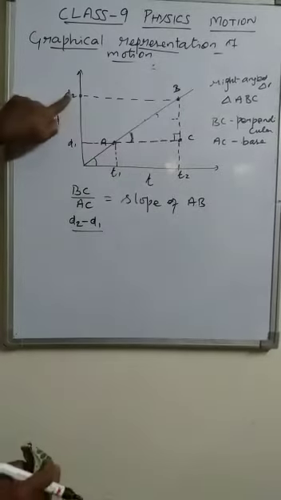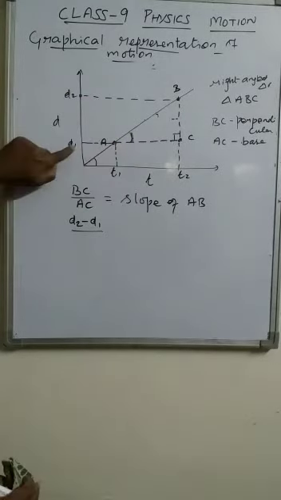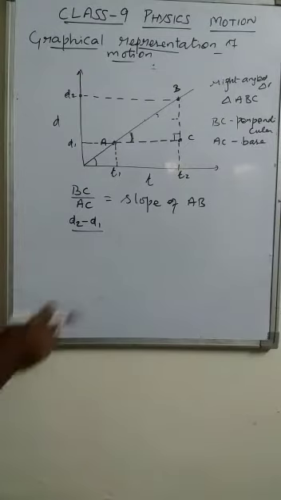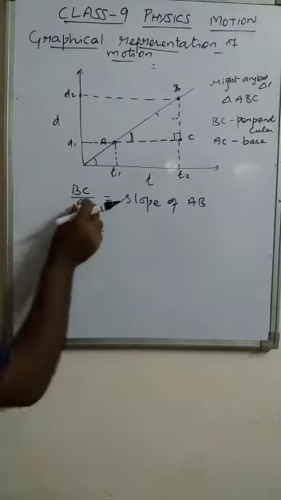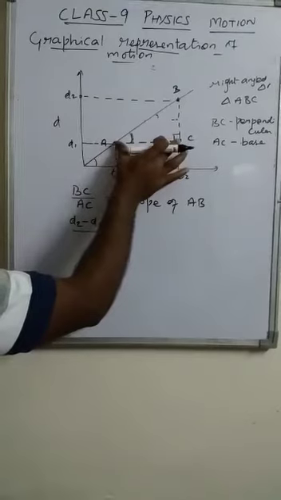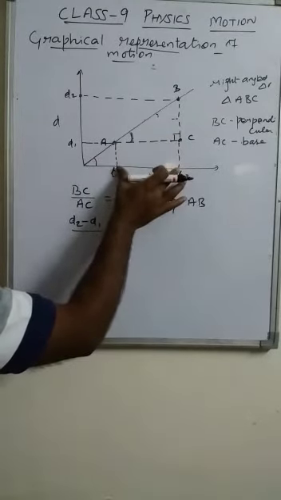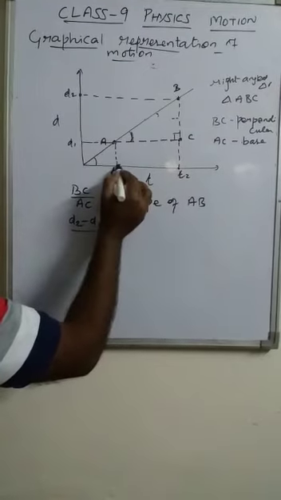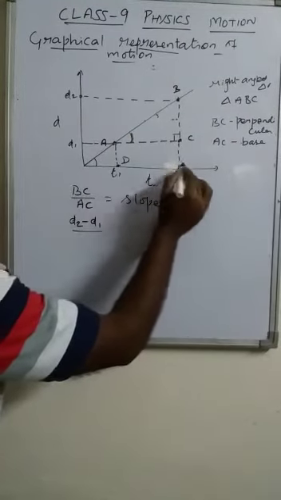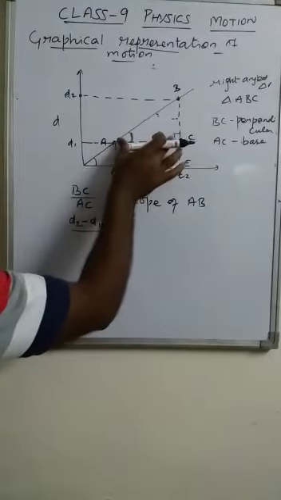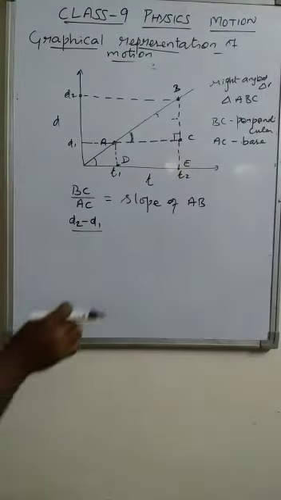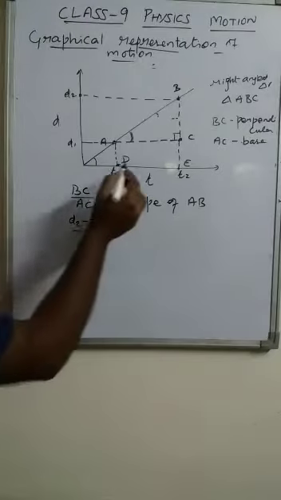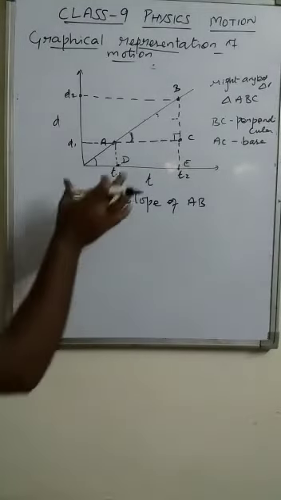For the point B, it is D2. For the point C, it is D1. The length is D2 minus D1. And coming to AC, the value of AC is also equal to this length. And this length, here we can give any other symbol, DE. Since this AC is drawn parallel to the time axis, AC is equal to this DE. Then DE can be written as this value.